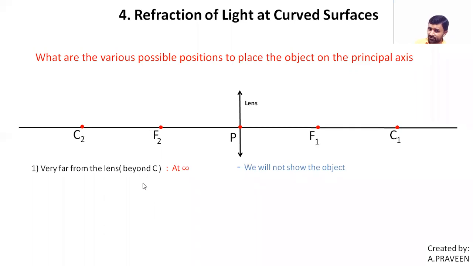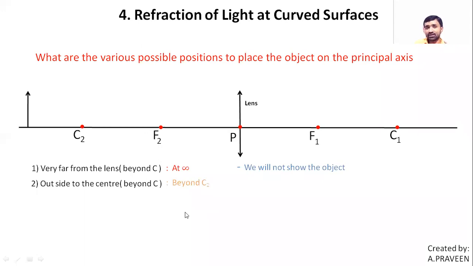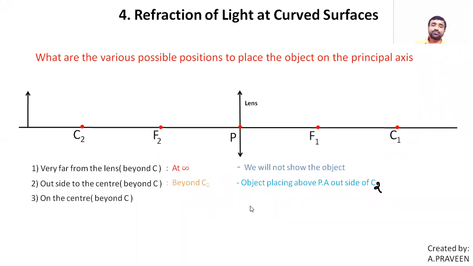Then next position. Beyond the center of curvature, very far. Beyond the center of curvature, somewhat near. So here, in this case, I can represent the object as you see here, beyond the center of curvature C2. Have you seen the object? It is exactly the width of the scale. So in this case, we can call the position as beyond the center of curvature. So we are representing the object placed above the principal axis, just outside the center of curvature. C2 here, sorry, C1 written. This is C2.